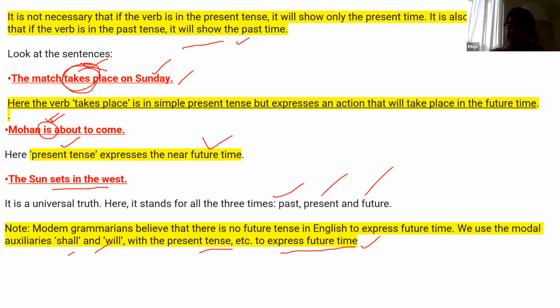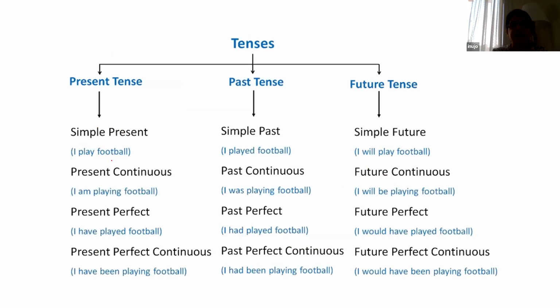Today we will only concentrate on present tense. So what are the different tenses that we have? As we have already discussed, we have present tense, past tense, and future tense. Today we are only going to concentrate on present tense. In the present tense, there are 4 divisions: simple present, present continuous, present perfect, and present perfect continuous. Similarly, past tense and future tense also have their divisions. But today we are only going to learn simple present, present continuous, present perfect, and present perfect continuous.